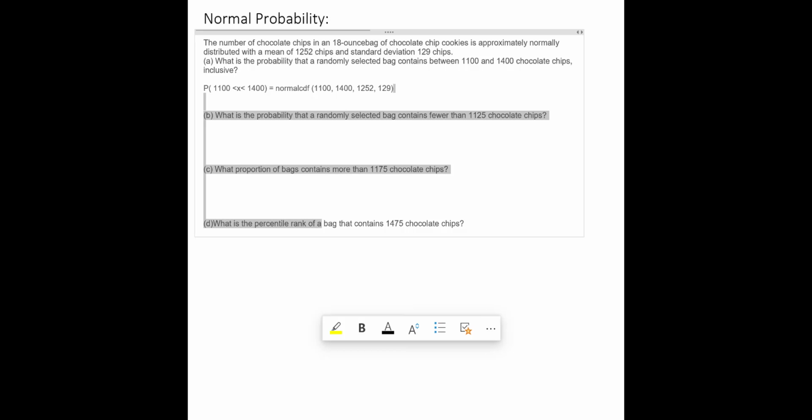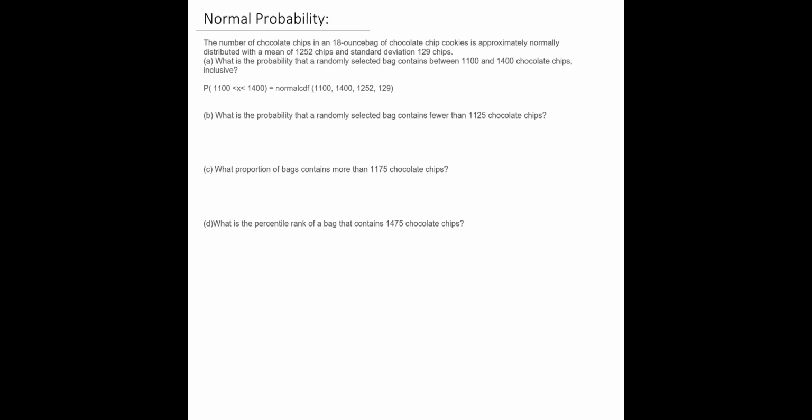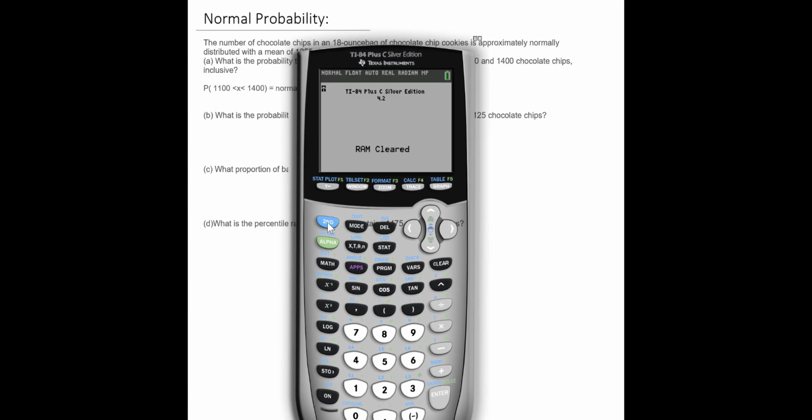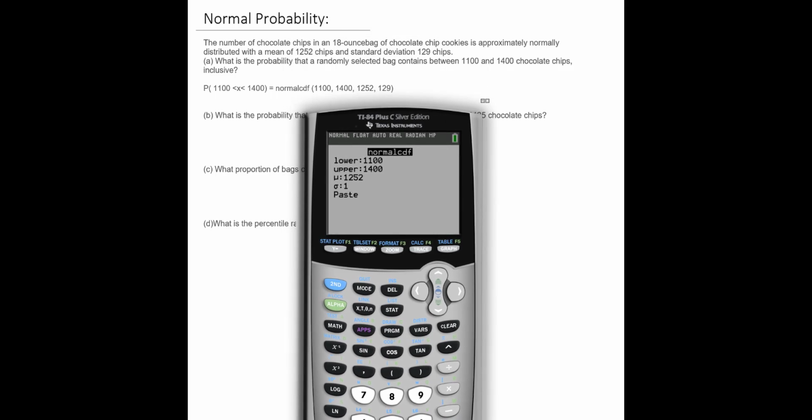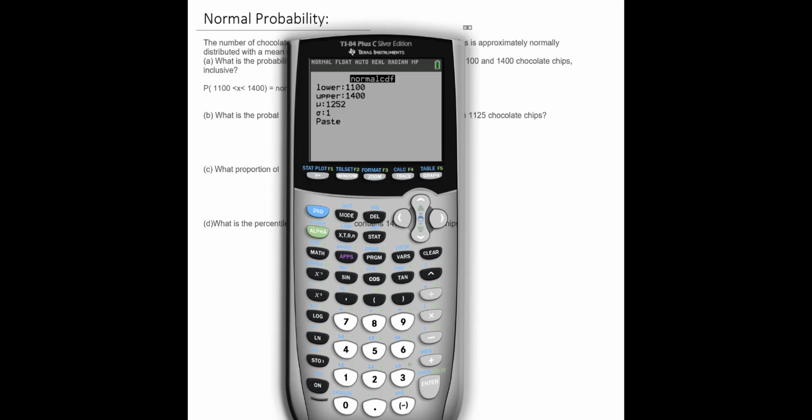Let me show you how to use the calculator for this particular question. So you just go to second, variables, number 2, enter. Lower bound is 1100, upper bound is 1400, mean is 1252, and the standard deviation is 129.